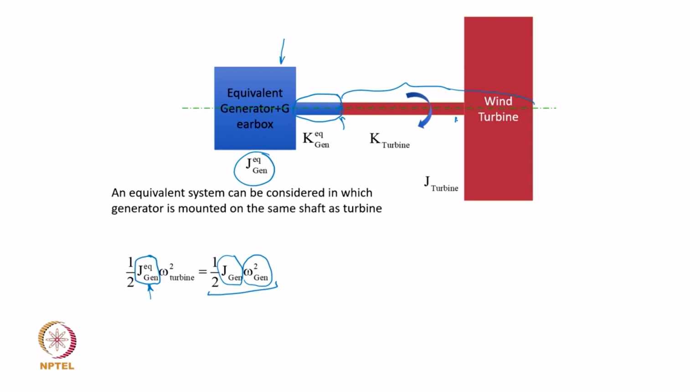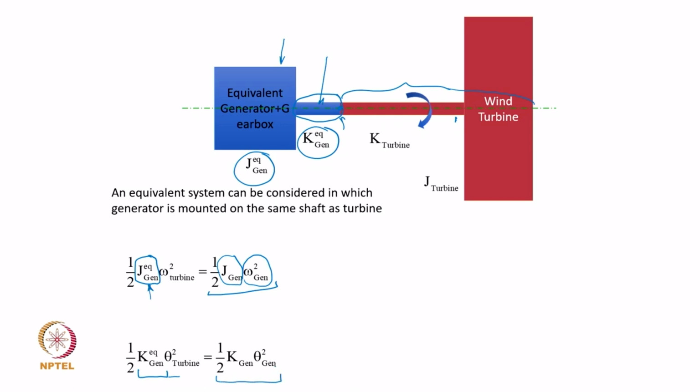So, because of the step change at the gear, we need to again recalibrate the strain energy associated with the shaft, and for that the two strain energies will have to be equal. So, the equivalent stiffness of the generator shaft, half K equivalent generator times theta turbine square, that is the angular twist based on the turbine twist or rotational speed, is going to be equal to the strain energy in the original shaft.